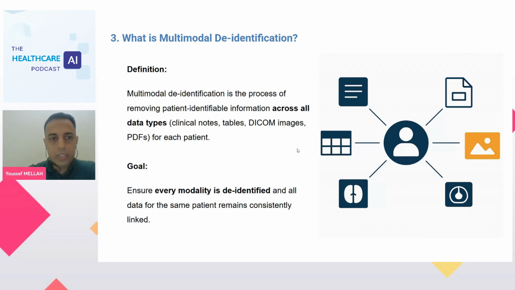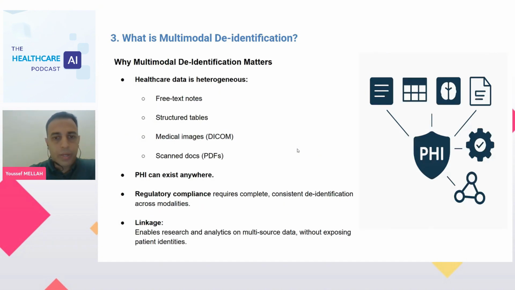So the goal here is to ensure every modality is identified and all data for the same patient remains consistently linked. The goal is to identify and, if we want to, obfuscate. Regulatory compliance requires complete, consistent identification across modalities. We also need to keep the linkage between the data or the obfuscated PHIs. This will enable research and analytics on multi-source data without exposing patient identities.